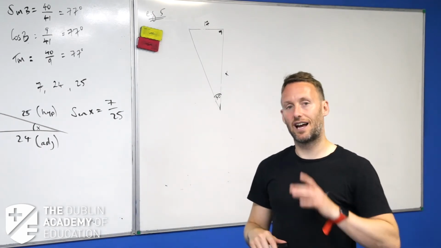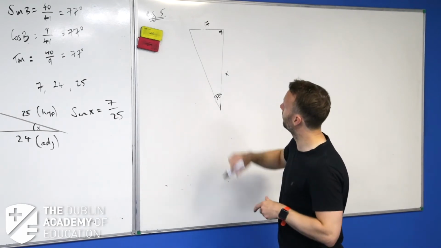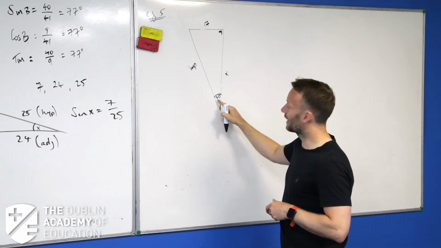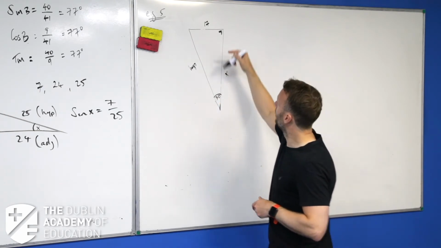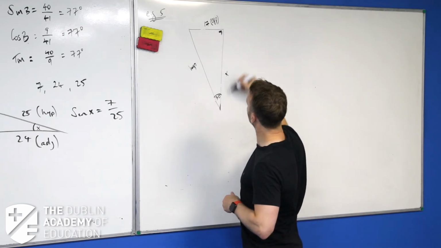Now if we're using sin cos tan, what do we always do? We always label our sides. So let's go and label our sides. This here must be the hypotenuse. Lovely. That's the angle that the examiner is giving us. So this here has to be the opposite. And then finally, this here is the adjacent.